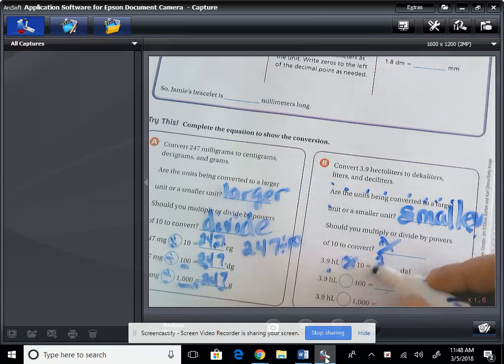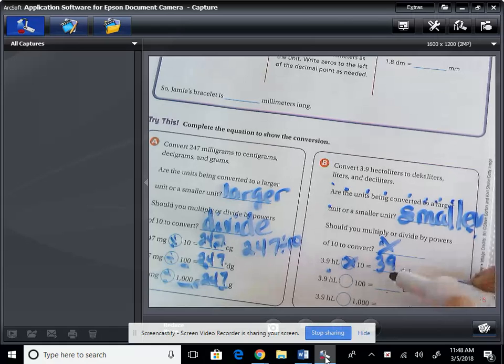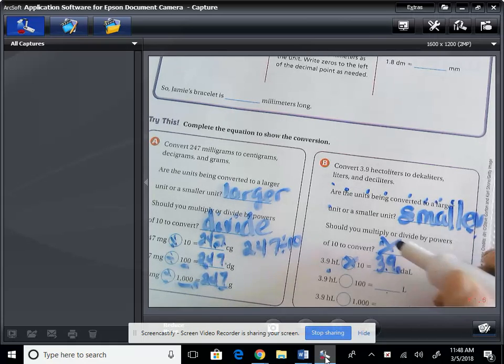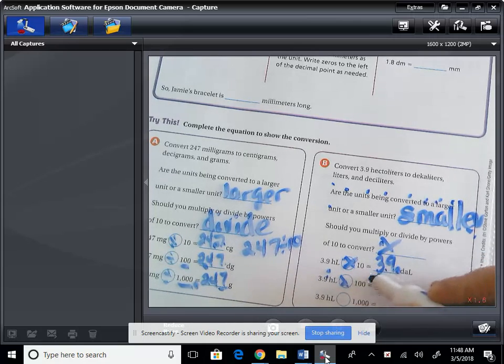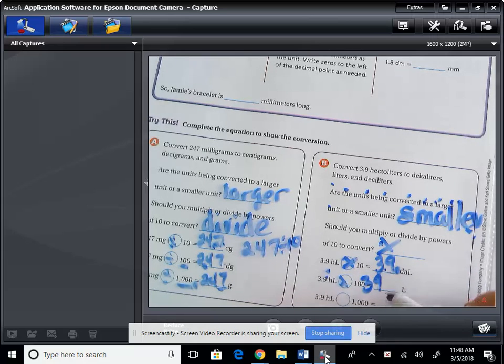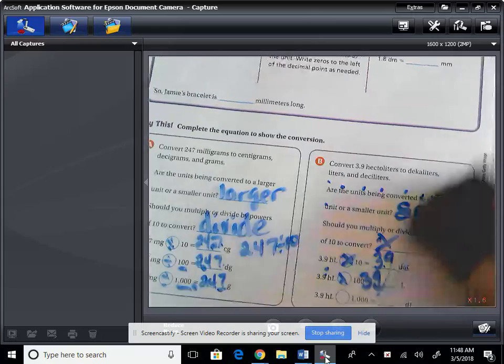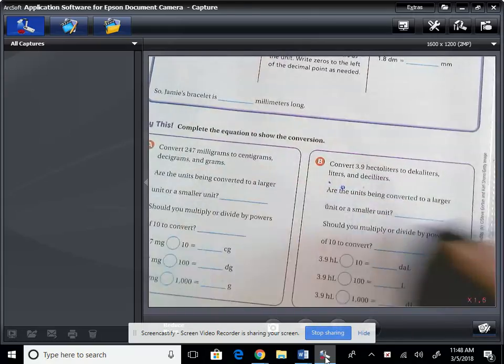Okay, so we should multiply. We know our digits are going to stay the same because it's a power of 10. Here was our decimal. If our number is going to get larger because we're multiplying, it's going to be 39. So if I do 3 and 9 tenths hectoliters, it's 39. Plus 2 spots is a 0. Plus 3 spots is 3,900. Okay.